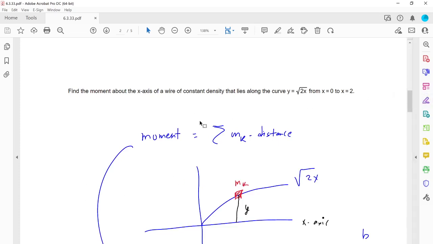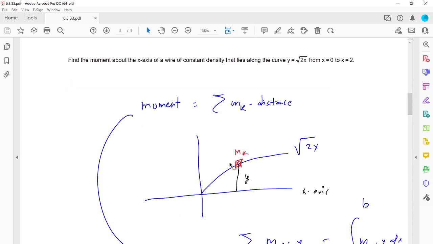So we know moments can be found by finding the sum of the multiplication of mass times distance from where we are trying to find the moments. So in this case we have a curve and the distance of that curve from the x-axis is y. That's how we can find the distance.